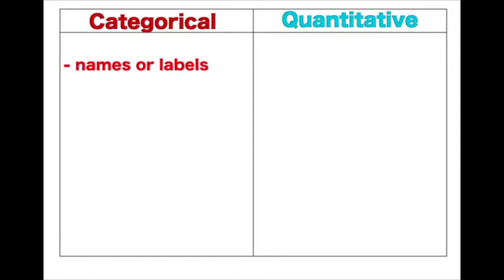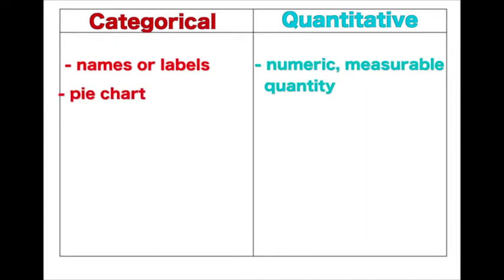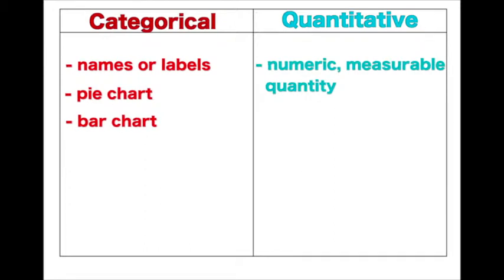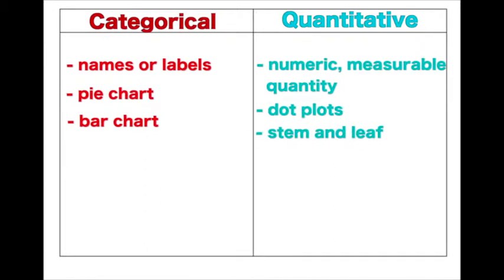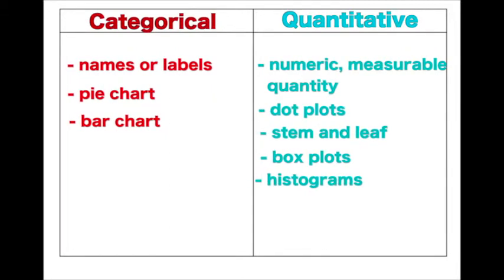So here's a quick review of the differences between categorical variables and quantitative variables. Categorical variables are usually names or labels. Quantitative variables are usually numeric or measurable quantities. Examples for graphical displays of categorical variables include pie charts and bar charts. Examples for graphical displays of quantitative variables include dot plots, stem and leaf plots, box plots, and histograms.